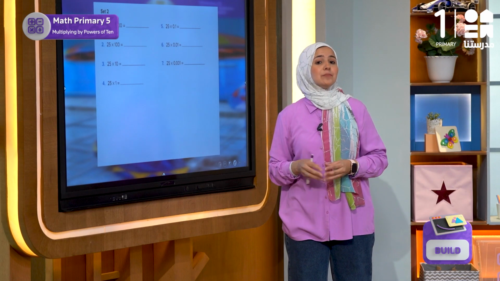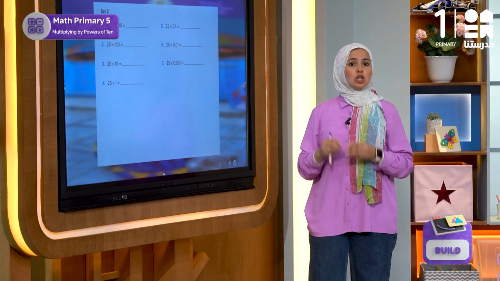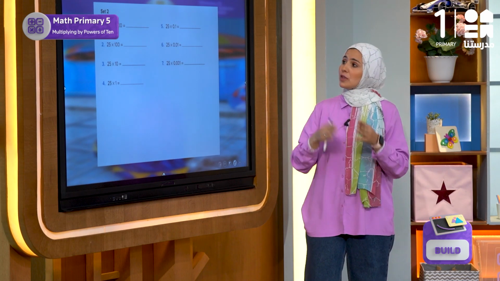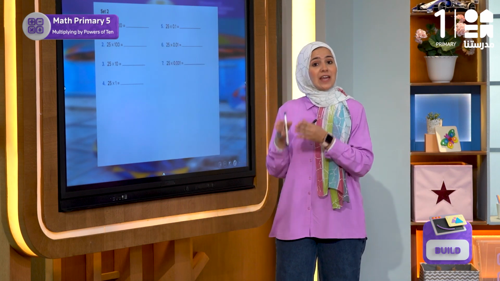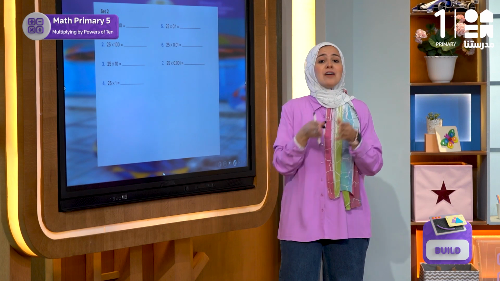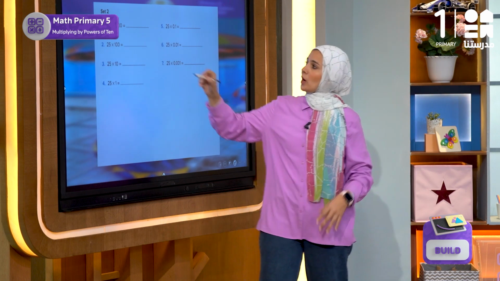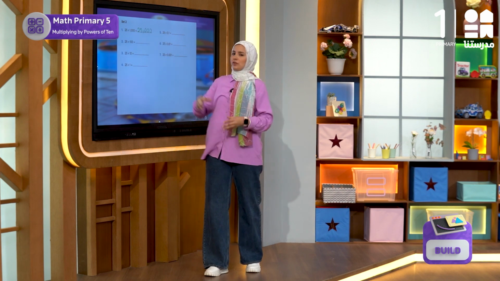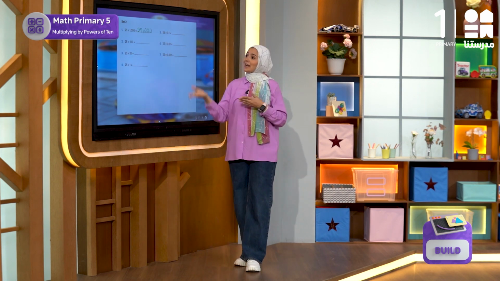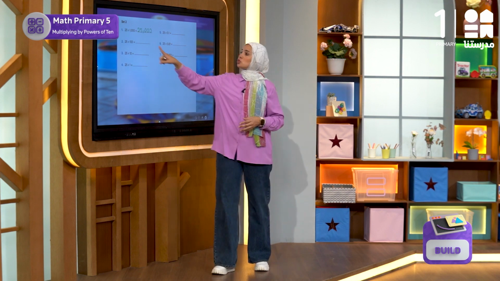This is the same to what we answered before. So 25 times 1,000. Let's look at the first question. What is the answer? The answer is 25,000, which means what? 25 and 3 zeros over here. So let's go to the next question.